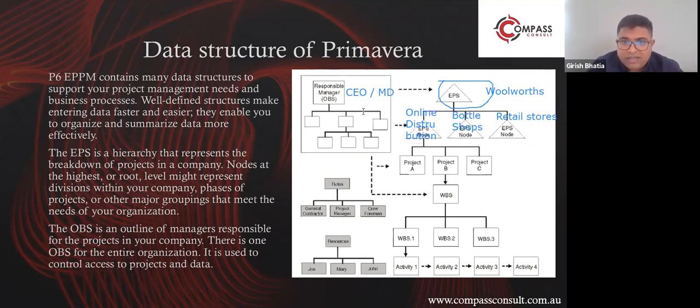So basically there would be managers managing all this, but the main responsible manager is going to be the CEO and MD. In the online distribution model, in the bottle shops business, in the retail stores, there would be other projects going on. So you can say that all the suburbs which have got Woolworths are their projects, and all the people who are managing the place are their responsible managers. Does it make sense, everyone?